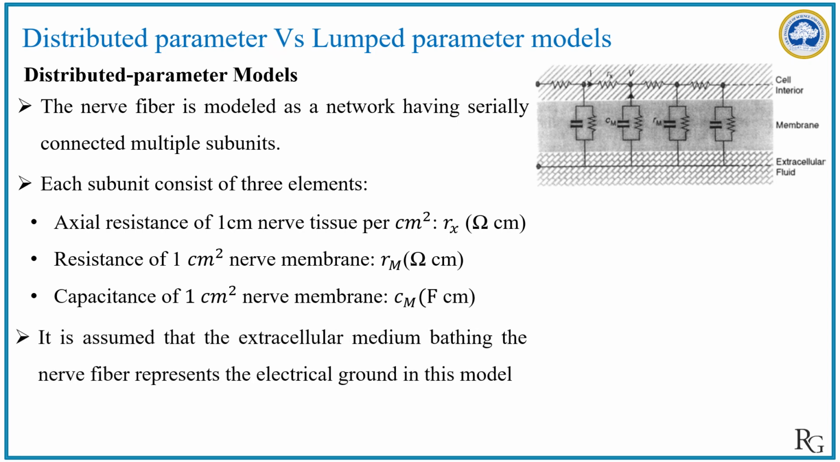Each subunit consists of three elements. One is the axial resistance of 1 centimeter of nerve tissue per centimeter square, that is represented as Rx. The resistance of 1 centimeter square of nerve membrane is represented as Rm. The capacitance of 1 centimeter square of nerve membrane is represented as Cm. It is assumed that the extracellular medium bathing the nerve fiber represents the electrical ground in this model.